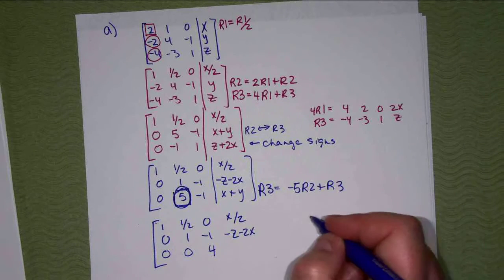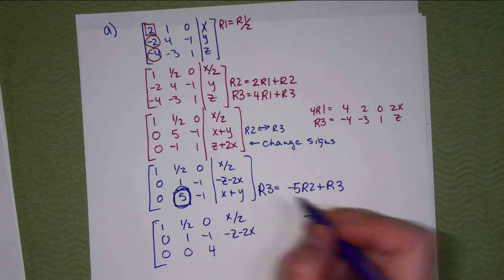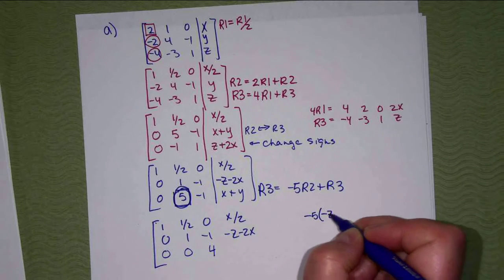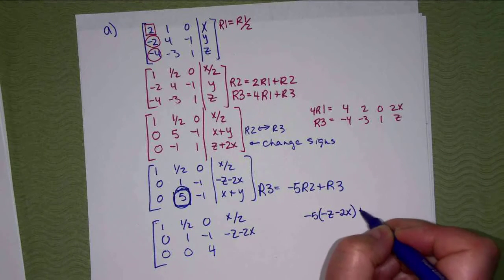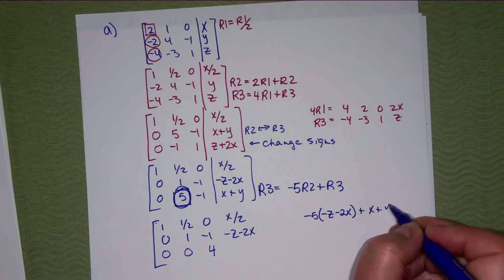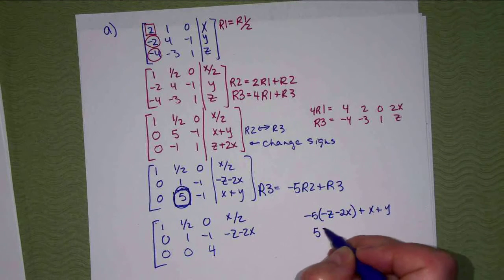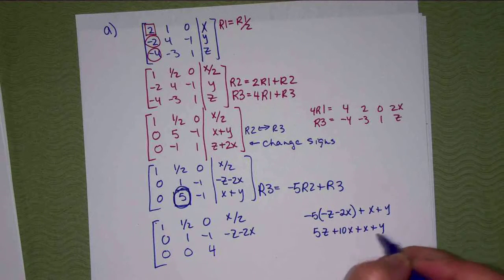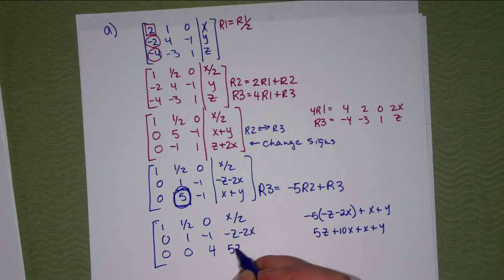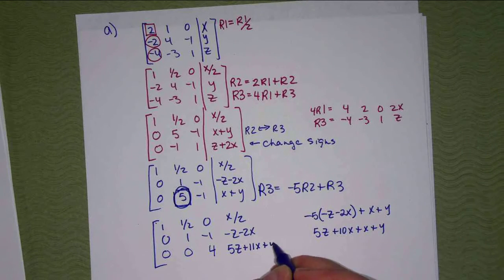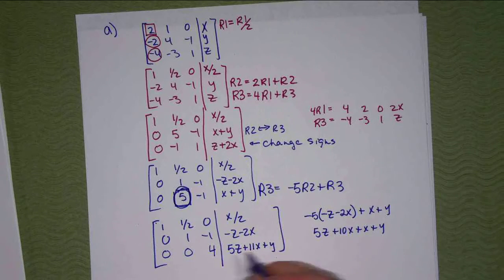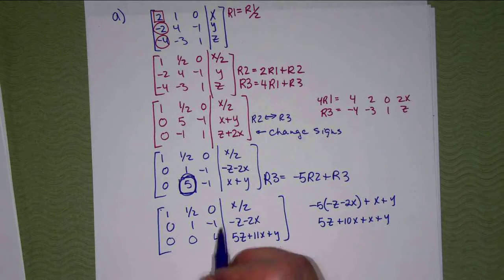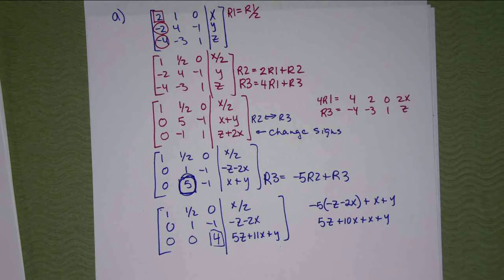And then minus 5 times this, plus row 3 will give me 5z plus 10x plus x plus y. So this will be 5z plus 11x plus y. Okay, kind of crazy. This we would then make a 1, and that works, right? So it has the solution, always.